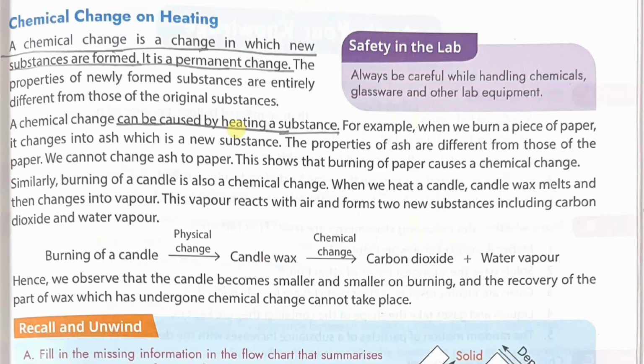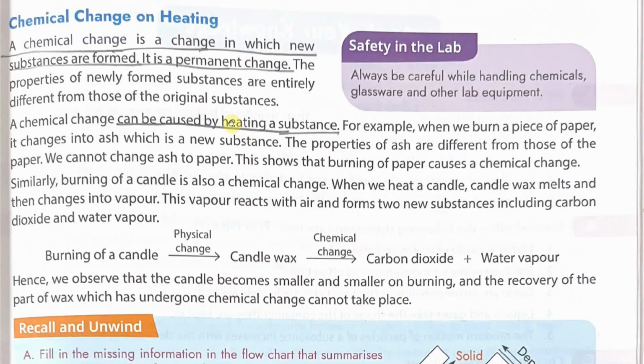For example, when we burn a piece of paper, it changes into ash, which is a new substance. The properties of ash are different from those of the paper. We cannot change ash to paper. This shows that burning of paper causes a chemical change. Similarly, burning of a candle is also a chemical change.